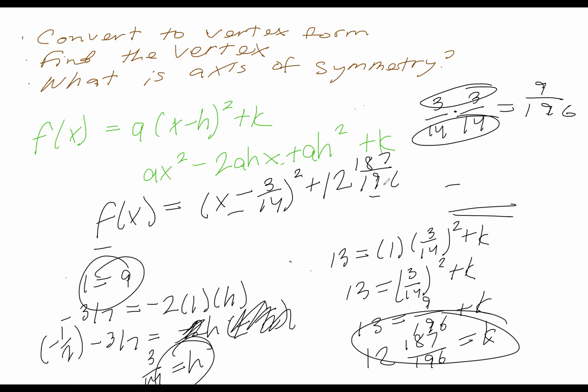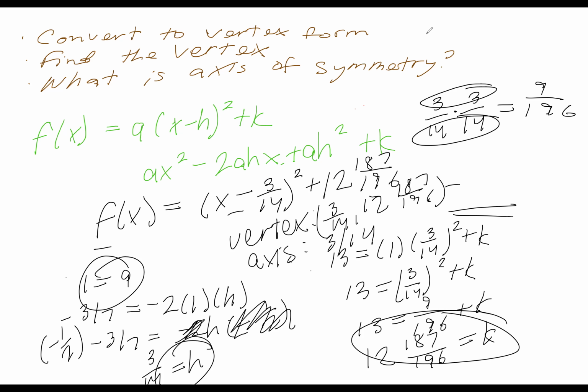Okay, what's the vertex? Vertex is 3/14, comma, stupid fraction. Okay. What is the axis? 3/14. Perfect. That was difficult for no reason.